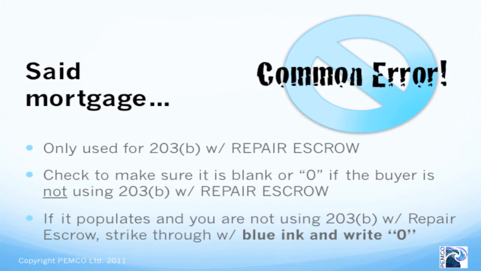If your buyer is not using FHA 203B financing, this line should be left blank or 0. If you find, upon reviewing the printed 9548, that HUDHomestore.com has in fact populated this line when it shouldn't have, like situations where you've checked boxes for 203B, 203K, or cash or conventional, these options do not have escrow amounts, so this amount shouldn't be there. If this is the case, please strike through the amount in blue ink and write 0.